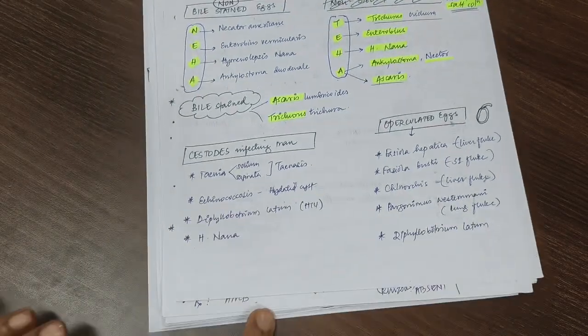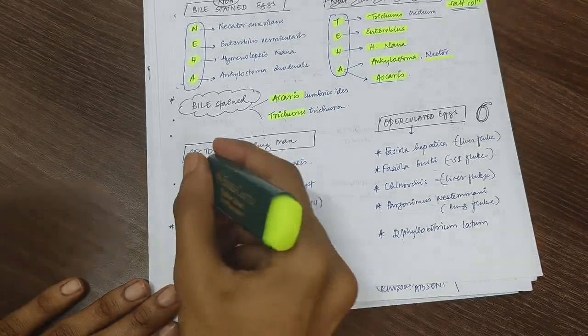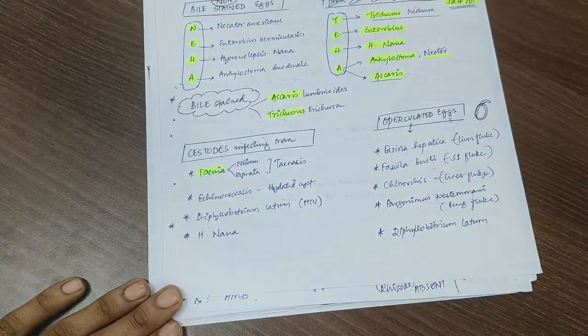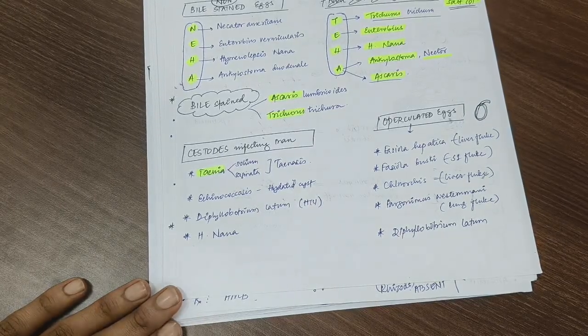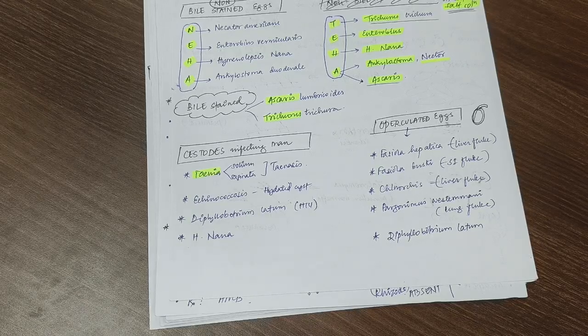Then what are the cestodes which are causing infection in man? One is Taenia solium and Taenia saginata. Okay, Taenia solium, basically it is causing what? Cysticercosis. If it enters into the brain, it is called neurocysticercosis.